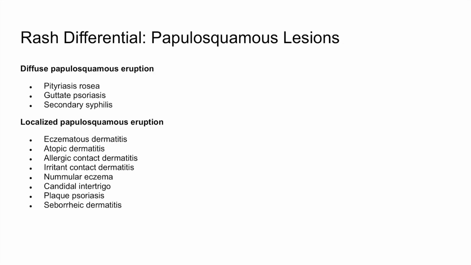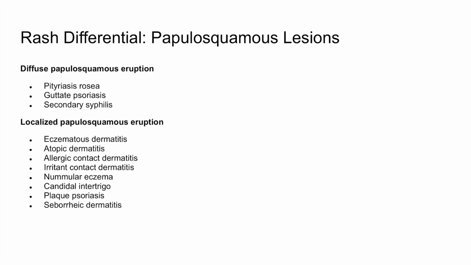All right, so papulosquamous disorders are distinguished mainly by distribution, scale, and associated findings. A diffuse eruption with a herald patch followed by lesions along the skin cleavage lines suggests pityriasis rosea. Guttate psoriasis produces numerous small drop-like scaly lesions, often after a streptococcal infection.